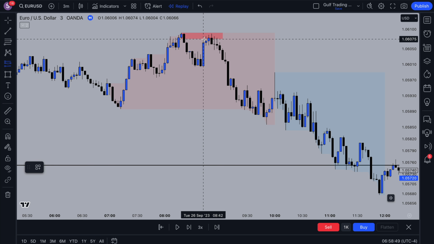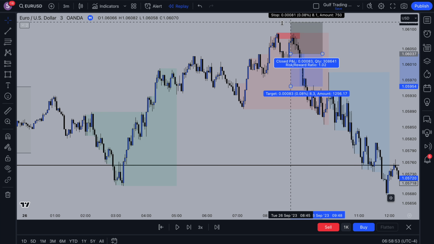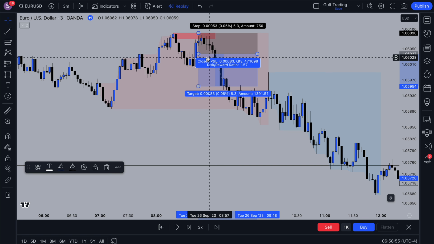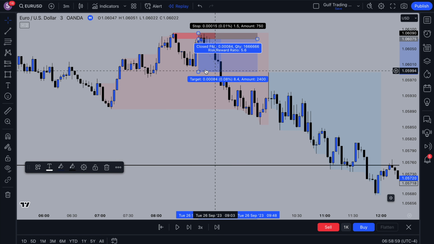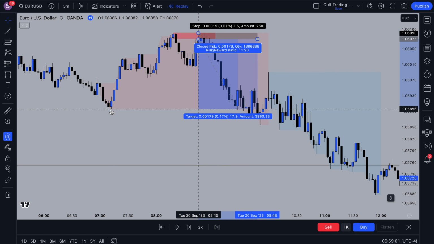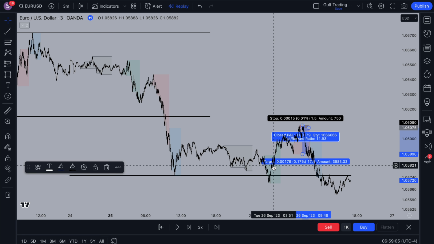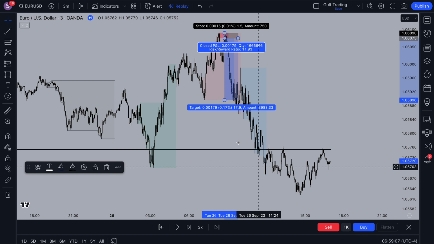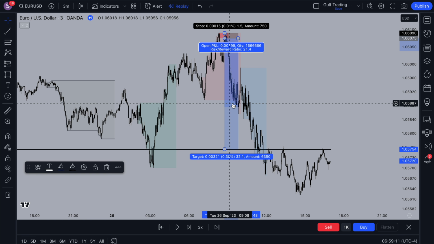And if you were taking your entry there, stop loss above the supply zone, entry just at the start. You can just target this liquidity for a quick scalp. You can target this low for 1 to 11. And if you were going for previous day's lows, they'd already been taken, but you could target them, or you could target wherever you want.